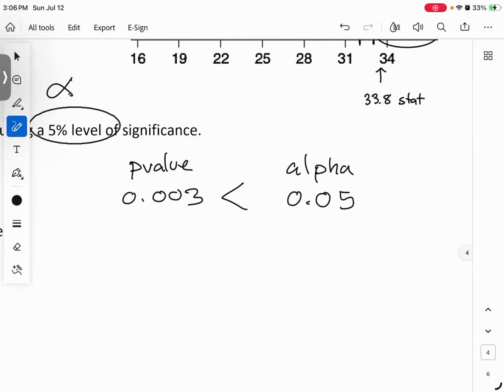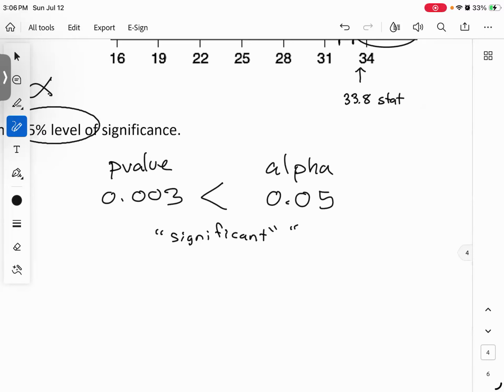So a couple ways that we could describe what just happened here is that the result was significant. I'm going to put it really small. It's not necessary that we have to write this. Significant, that it was not a fluke, or more specifically, there's a very small chance that it was a fluke.